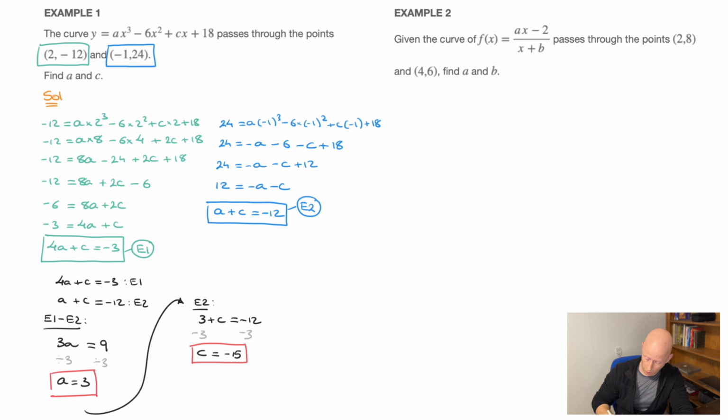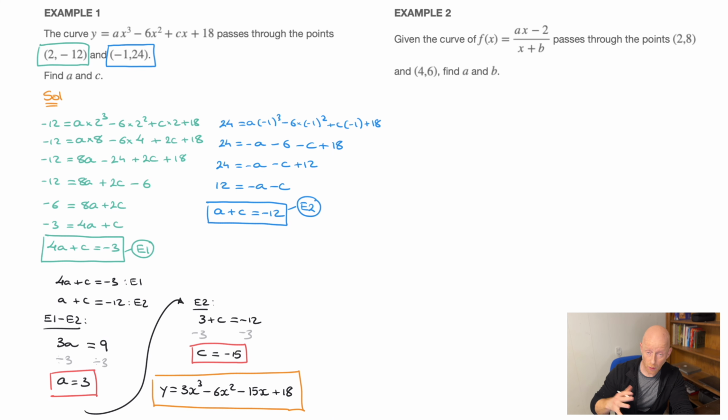And so now that we know what a and c are, we can rewrite this function's actual equation. Indeed, we can now state that y is equal to 3x cubed, since we found that a is equal to 3, minus 6x squared, minus 15x, since c equals negative 15, plus 18. And I'll even box that result.